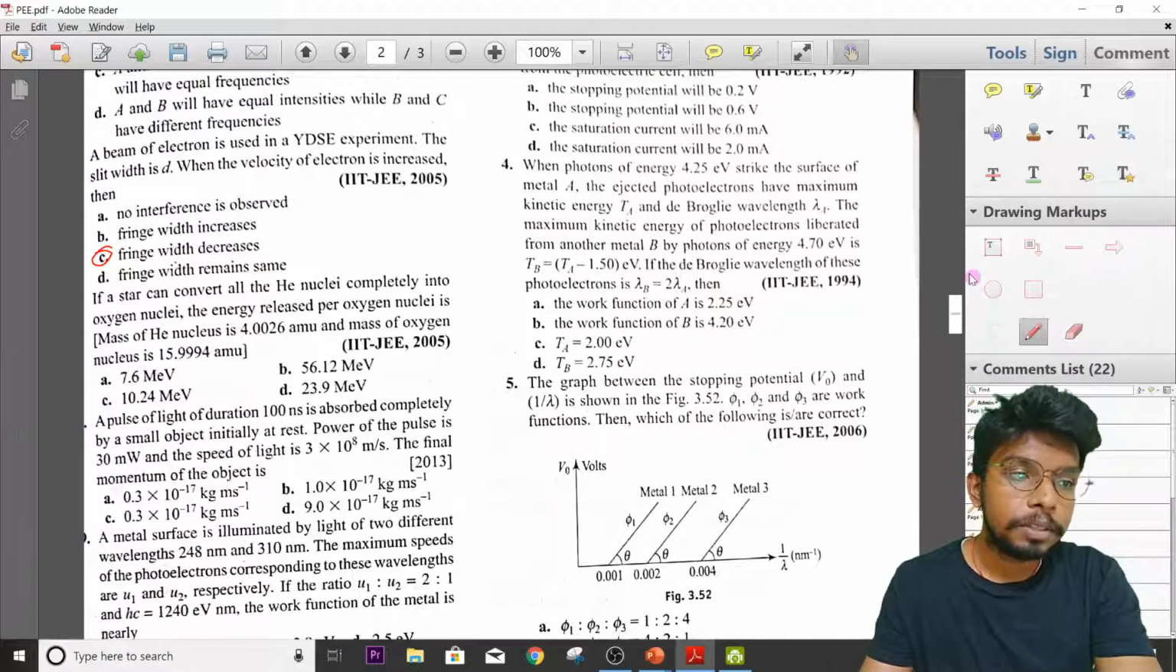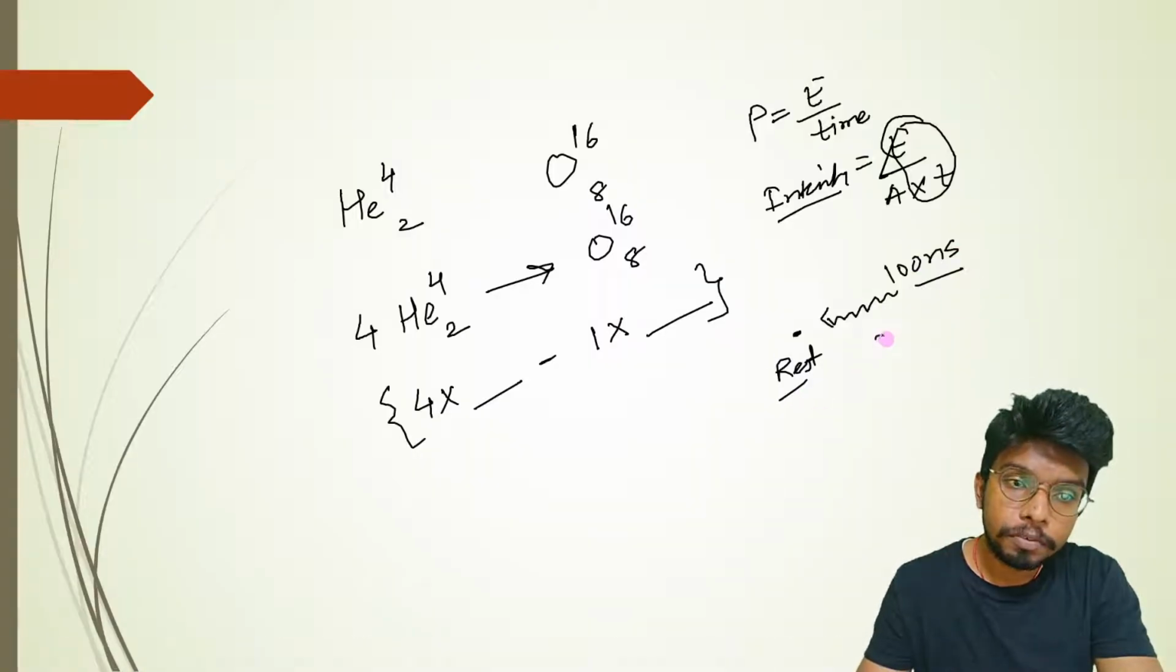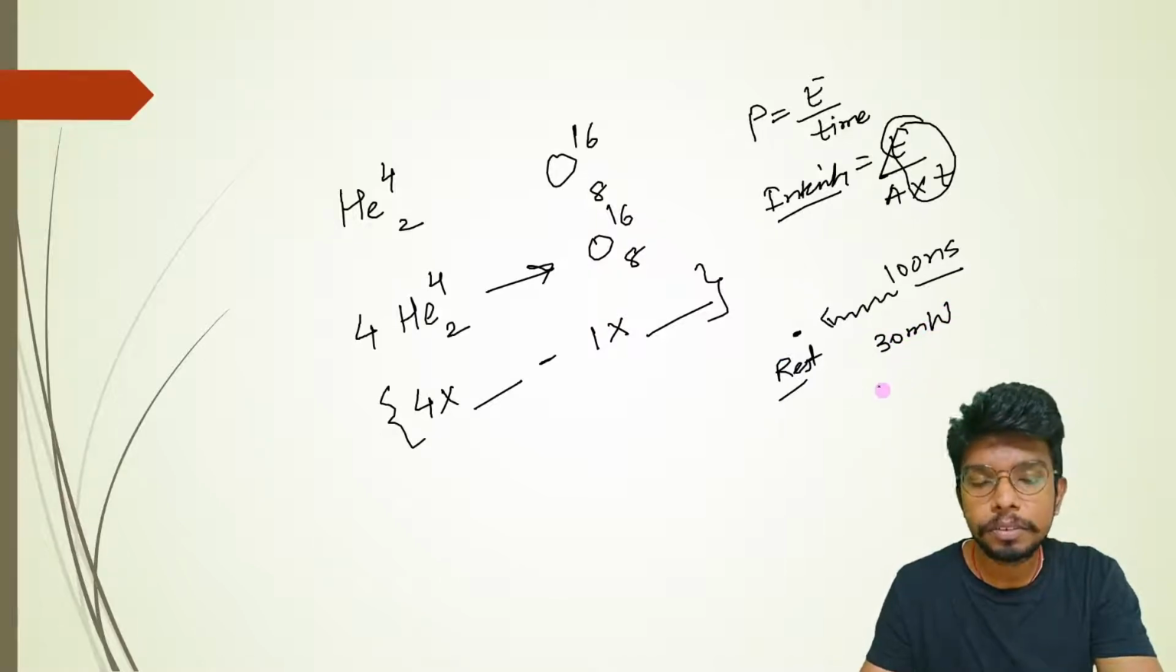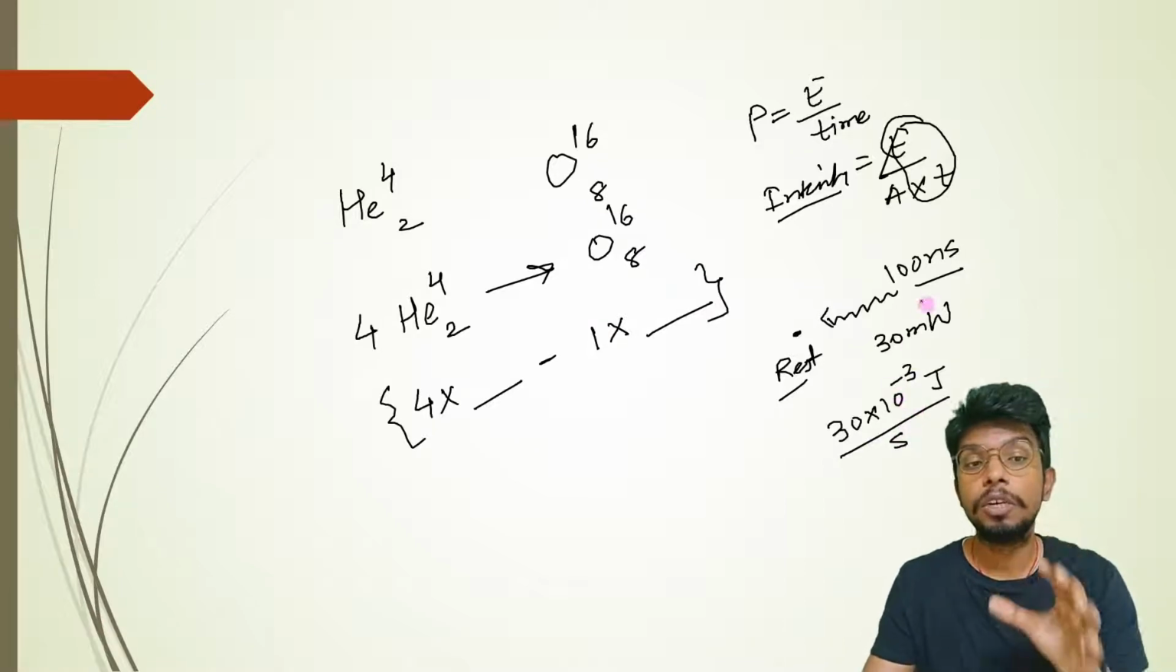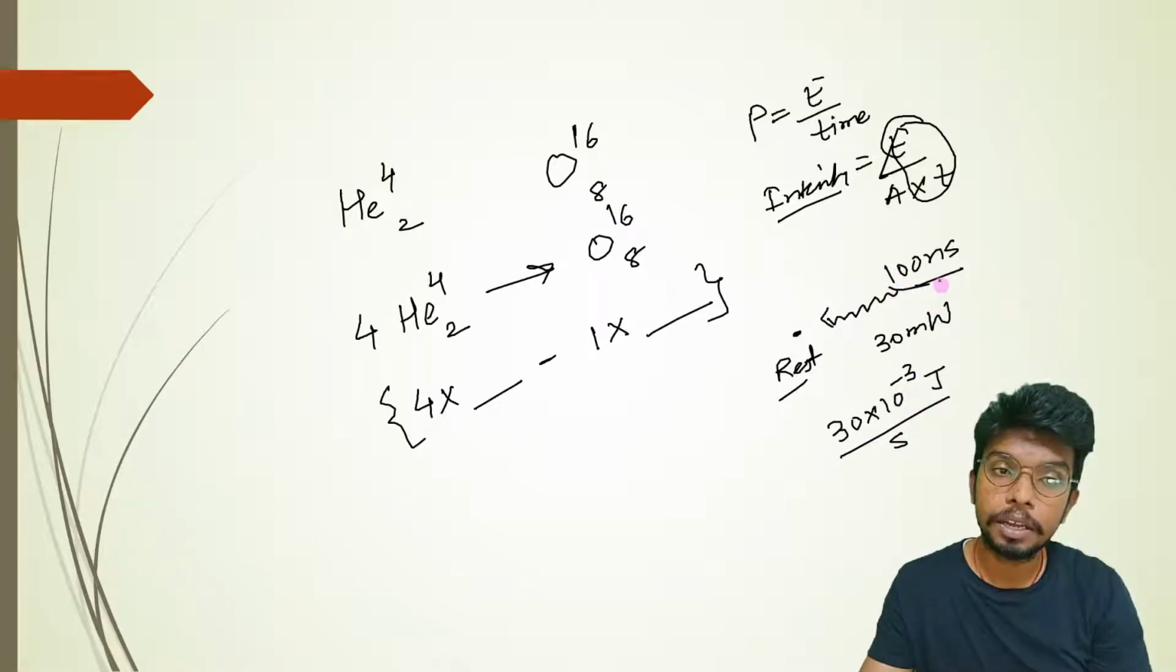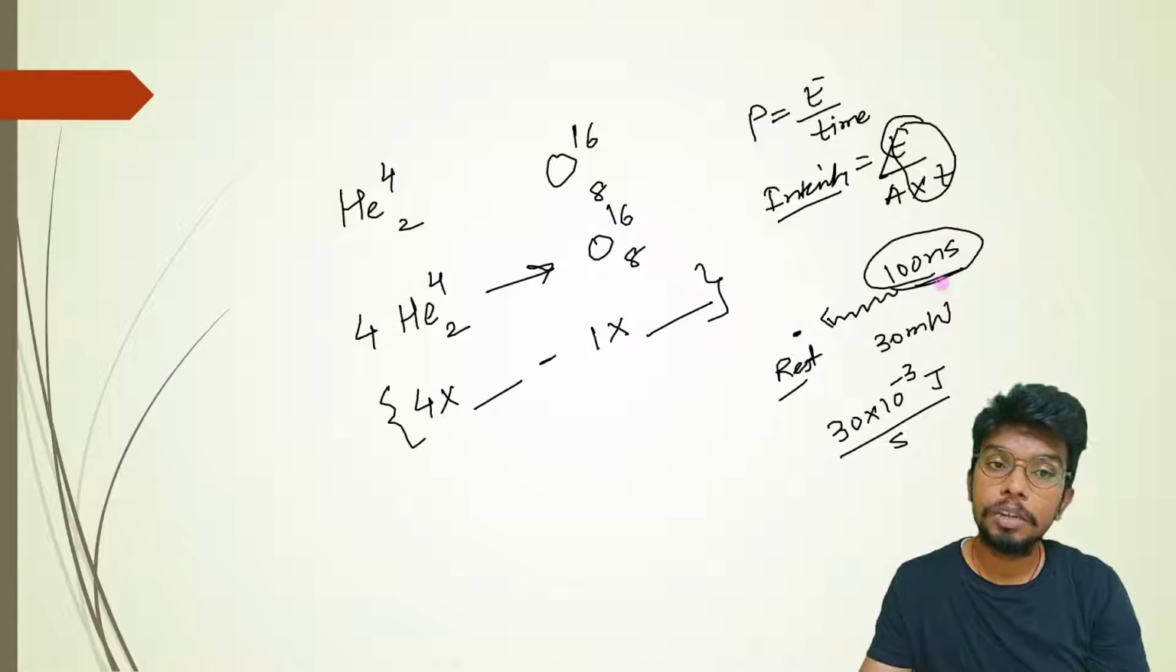The power of the pulse is 30 milliwatt. That means it produces an energy of 30 into 10 raised to the power minus 3 joules per second. But the pulse was actually not there for 1 second. The pulse was there only for 100 nanosecond. So how much energy will it produce?